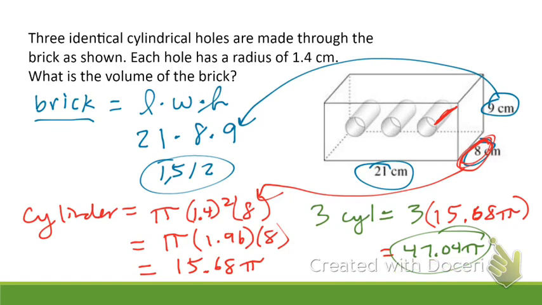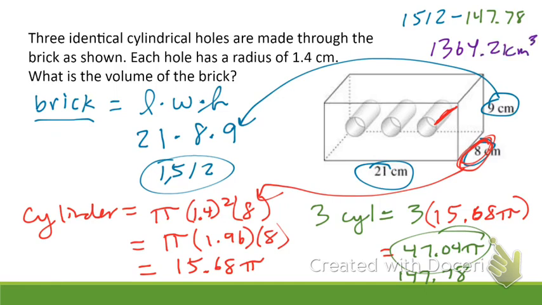On a calculator, I multiply 47.04 pi, and I get 147.78. I'm rounding there. Because I'm taking away, I want to see what's left over. So on a calculator I do 1512 minus 147.78, and the final answer is 1,364.22 centimeters cubed.